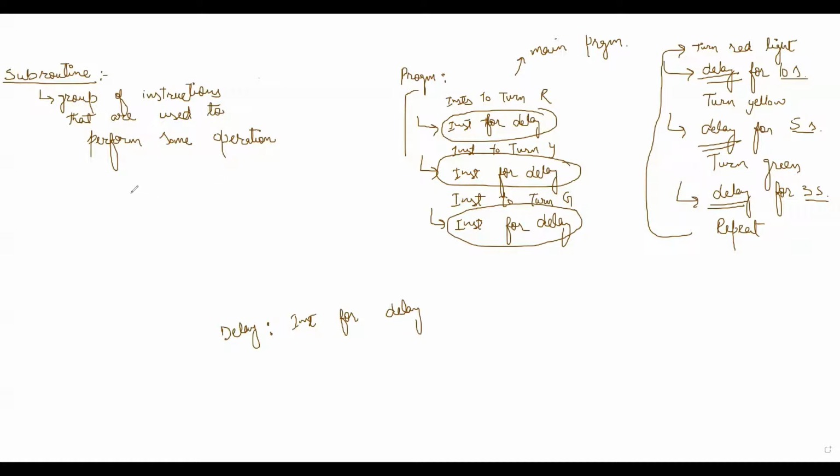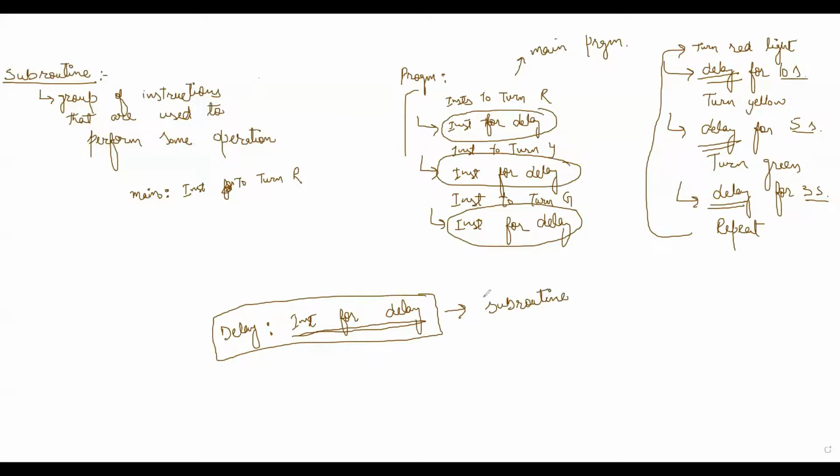Now in the main program, let's say this is my main program. So I will give a label main to this main program. You can give any other label, but since it is the main program, let's give it the main label. In the main label, I will write instructions to turn red light. Okay, then we have instructions for delay. So we will execute these instructions. Basically, we want that this set of instructions should be executed. So this set of instructions is used to perform some operation. What type of operation? To perform the delay operation. This is called a subroutine.